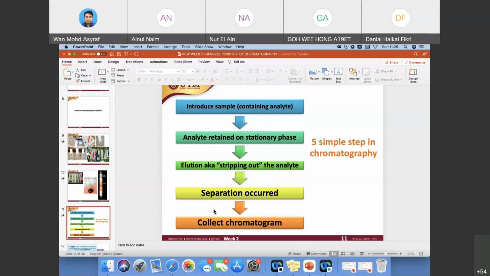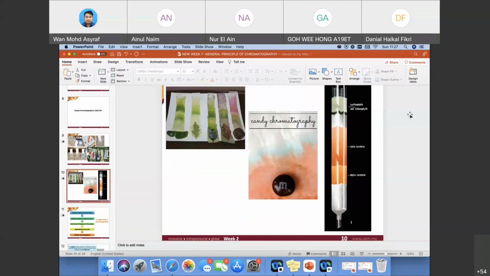Right. The third step is the elution or stripping out the analyte. So basically, elution would happen when there is a separation. Alright. So for example, we look at this one. You put your sample at the top here. So basically, this is your plant sample.